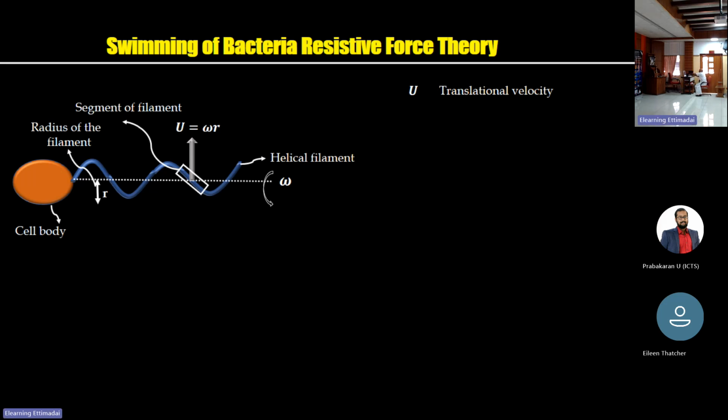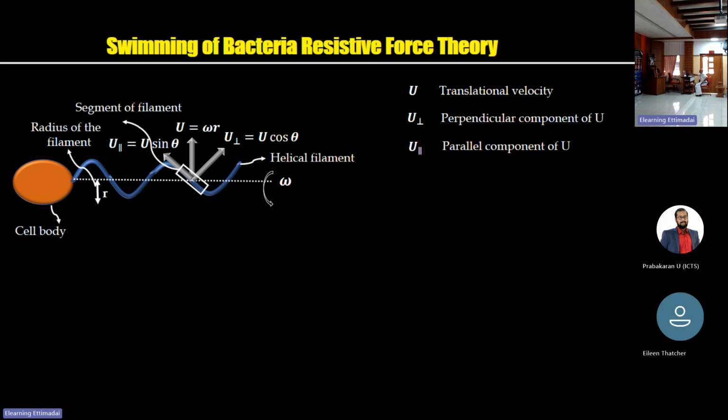Now you can decompose it in vector notation into two parts: a parallel component and a perpendicular component, making some angle theta. So this is u cos theta, and u parallel equal to u sin theta. According to resistive force theory, in the Stokes regime, the resistive force does not act exactly opposite to u. It makes a little bit of an angle.